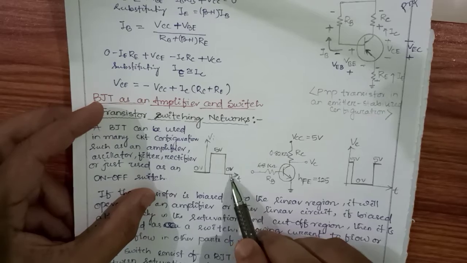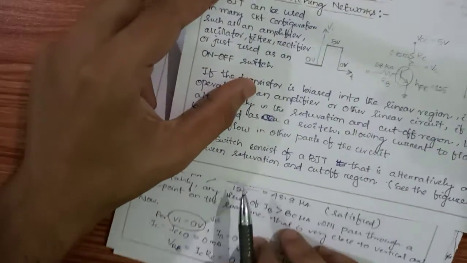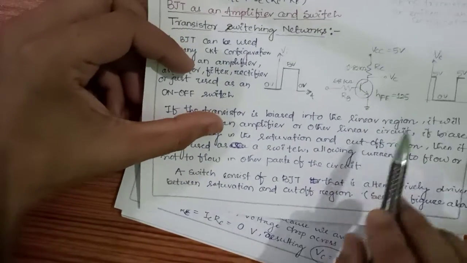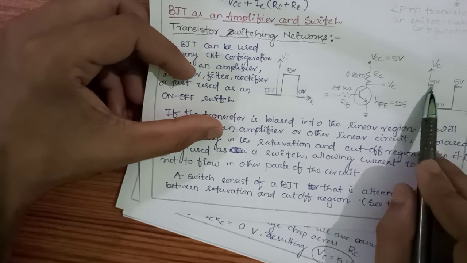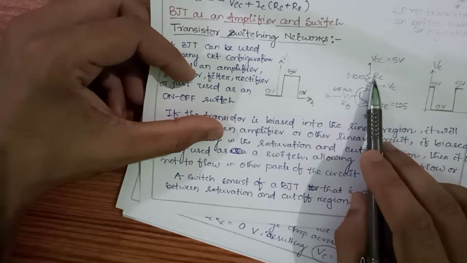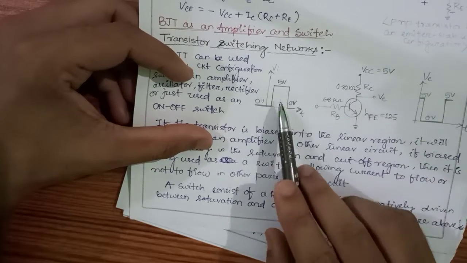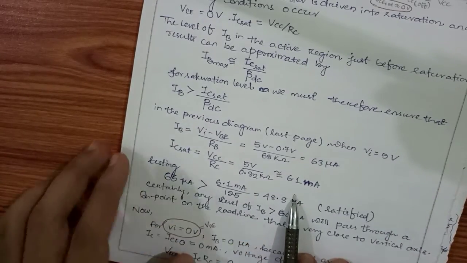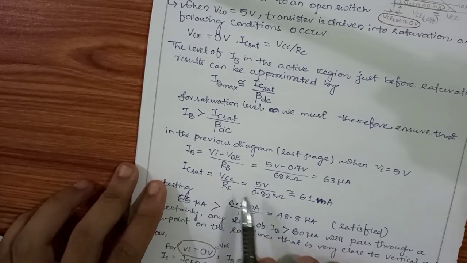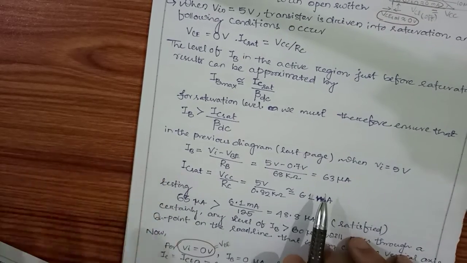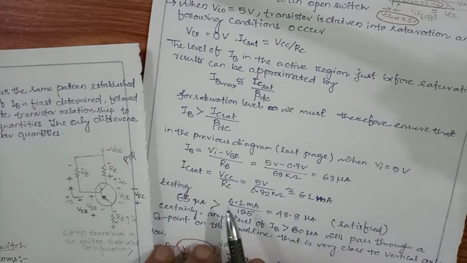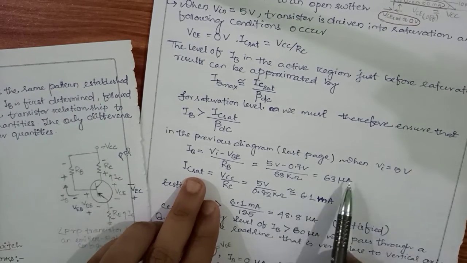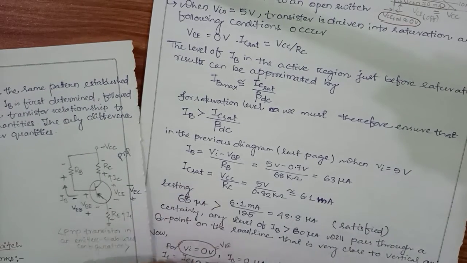So when 0 voltage is applied, we will get a maximum of 5 volts because there is no drop across the resistor. That's why I am getting 5 volts. And when applying 5 volts, the IB value is maximum, and I am getting the maximum saturation current. That's why for 5 volts input, my output is coming 0.